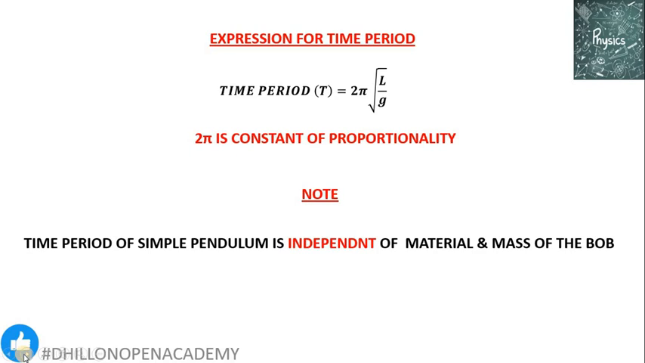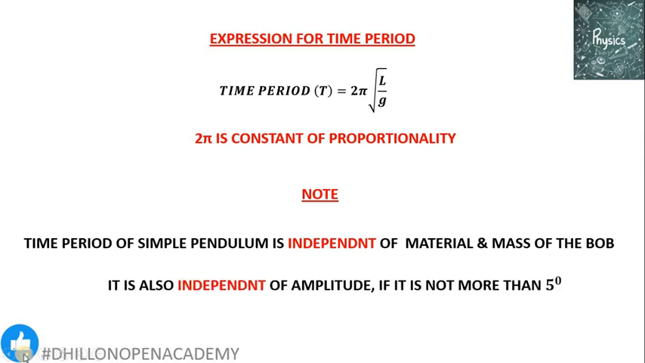So, if the simple pendulum is made up of a metal bob, instead of using a metal bob, we use a bob made up of wood or any other object. It is not going to change the time period, but with the condition that it must not change the total effective length of the pendulum. Second, it is also independent of amplitude, provided the amplitude is not more than 5 degrees.